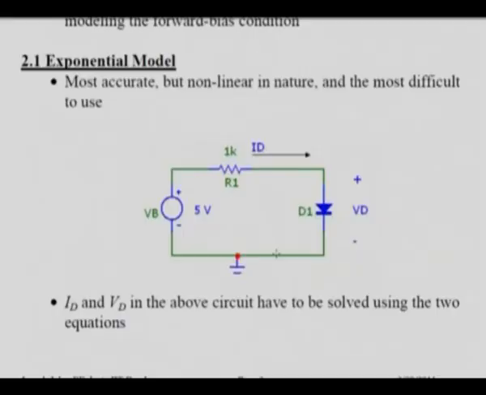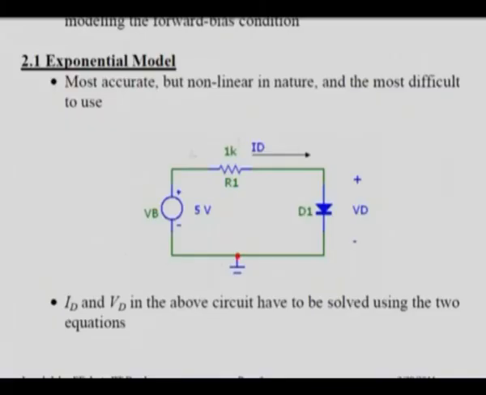So when you talk about the exponential model, this is directly picked up from the Shockley equation, therefore it will be very accurate. But what will be the problem? This is never used, but it is very accurate. What is the problem? Too complicated.